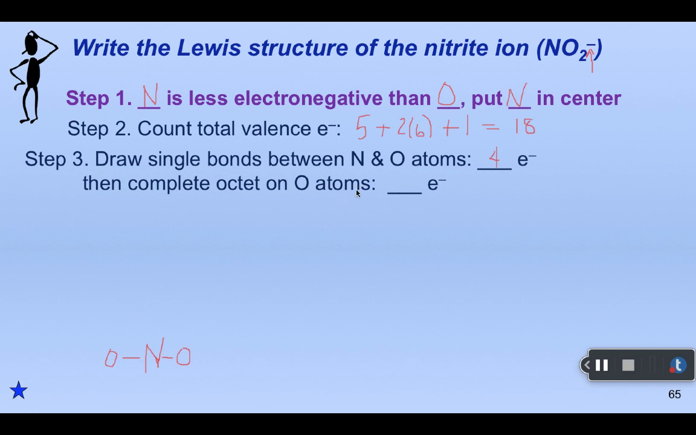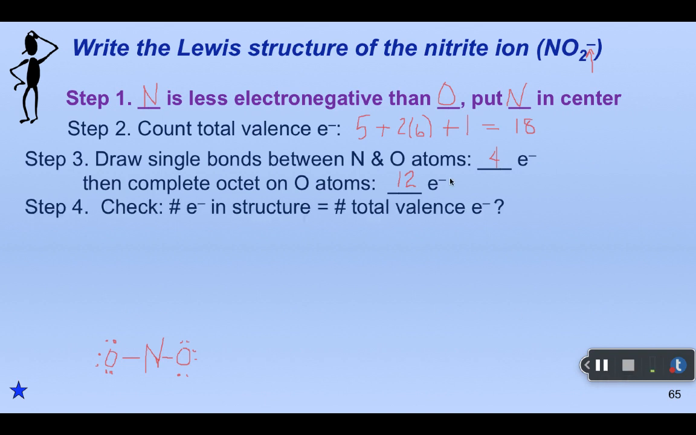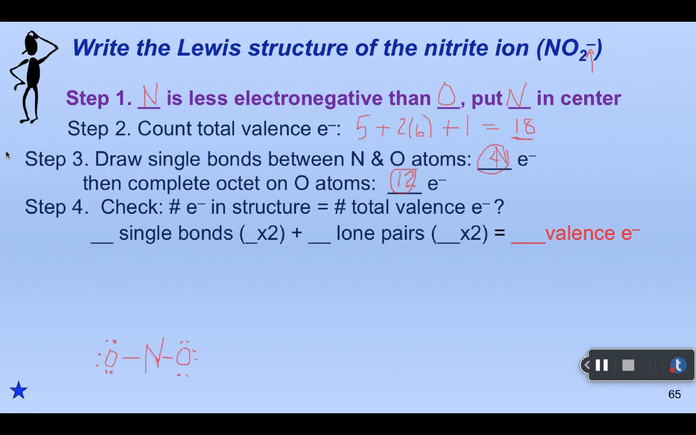Then we have to complete the octets on the oxygen atoms, and that requires a bunch more dots. Having added 6 electrons in lone pairs around each oxygen is 12 more electrons. What do we do next? Is the number of electrons in the structure equal to the total number of valence electrons? Well, we have 4 plus the 12 is 16. Nope, not enough yet. We need 2 more because we haven't hit 18 yet.